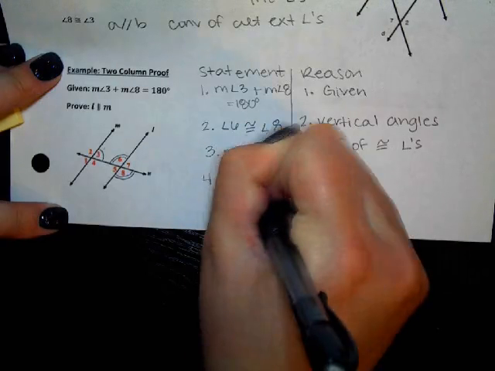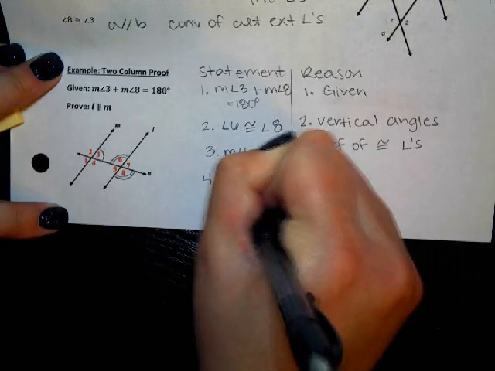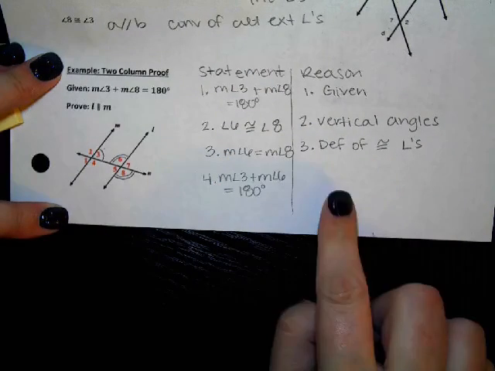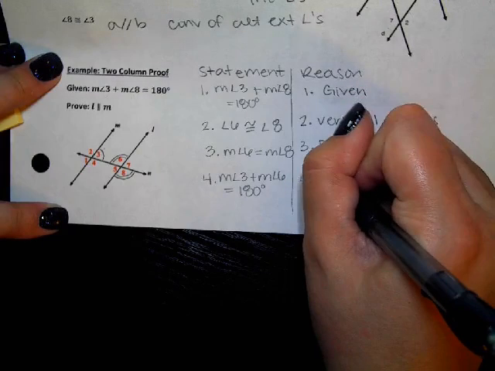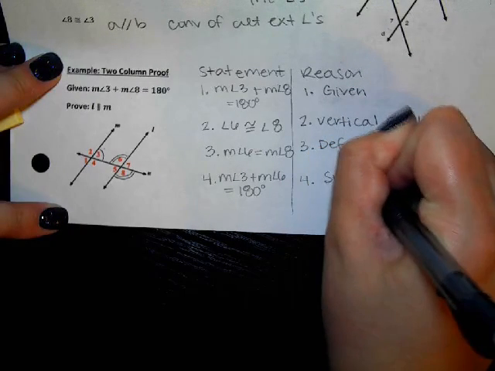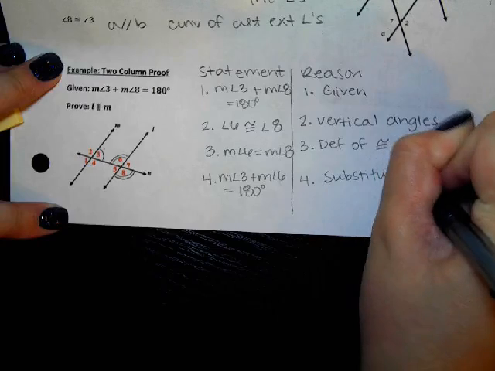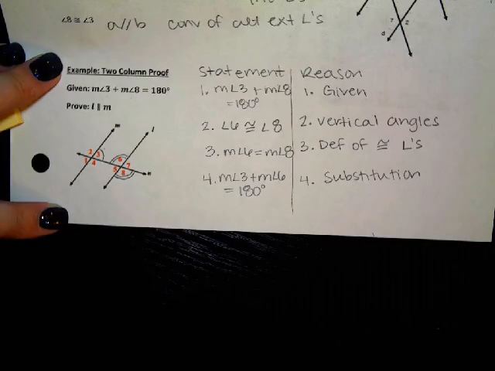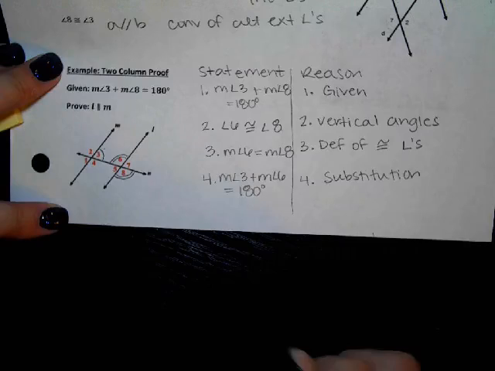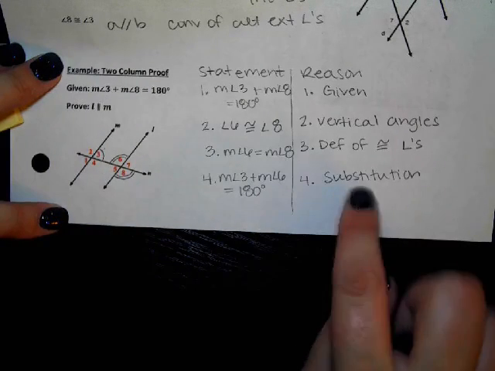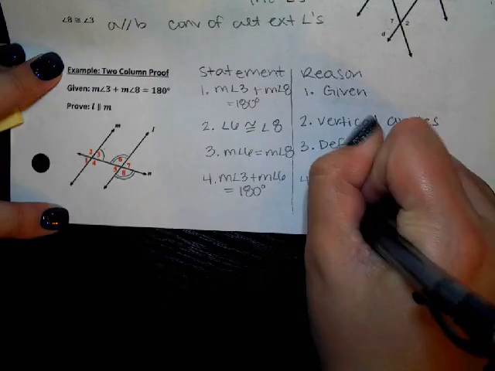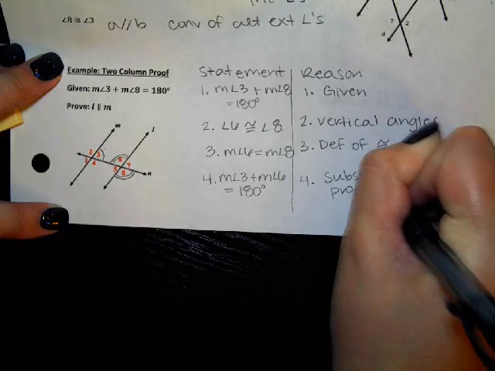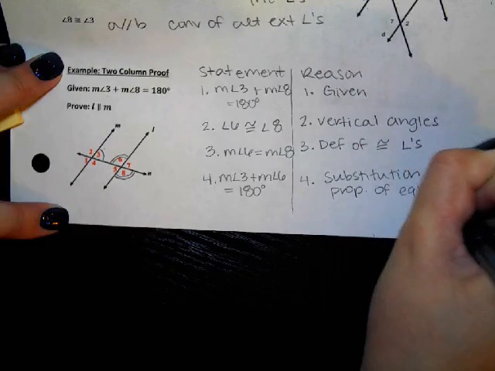180 degrees. Okay? And the way that we do this is we say that we used substitution. What did I substitute? I substituted angle 6 for angle 8. Now, you can just write substitution. Some people write substitution property of equality. Does that make sense? I knew that 6 and 8 equal each other, and so I swapped them out.